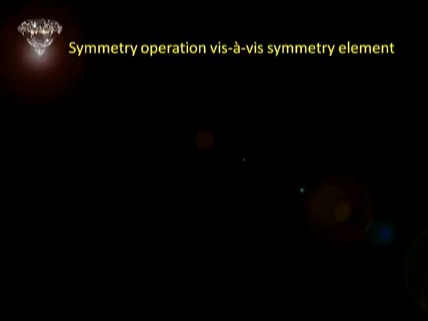That means I perform an operation on an object such that the result of the operation and the initial object cannot be distinguished. Then I say I have made a symmetry operation. Now, let us try to contrast it with symmetry element.